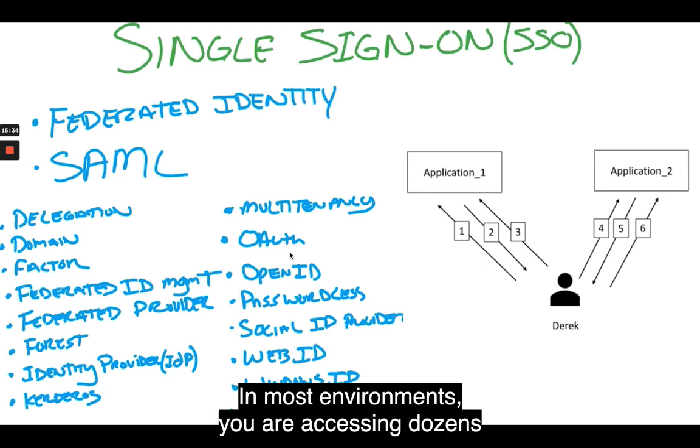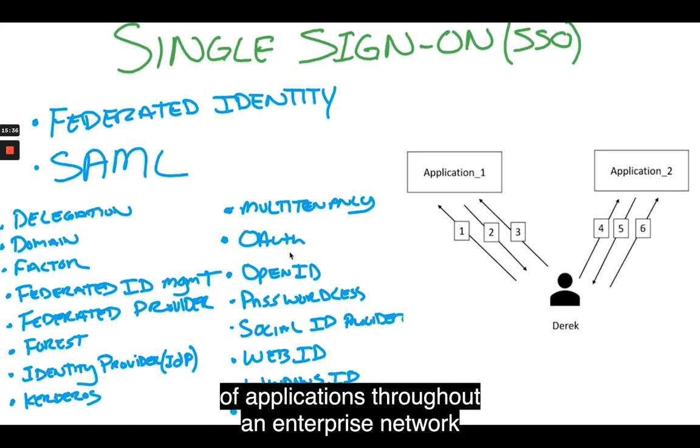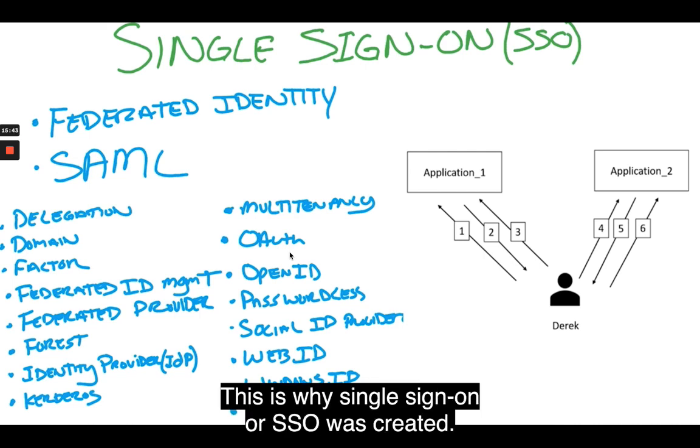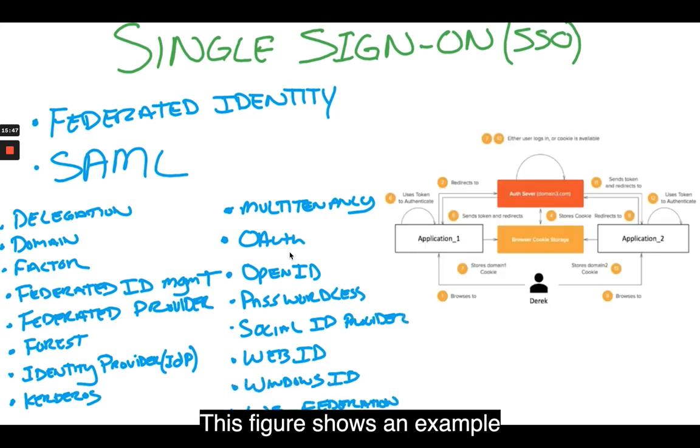In most environments, you are accessing dozens of applications throughout an enterprise network, or even applications hosted in the cloud. This is why Single Sign-On, or SSO, was created. This figure shows an example of a typical SSO implementation.